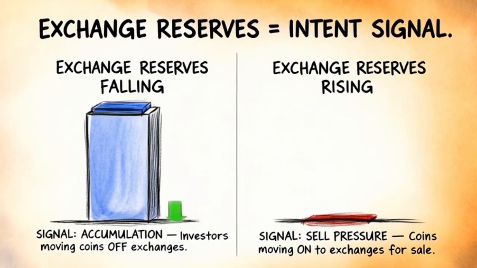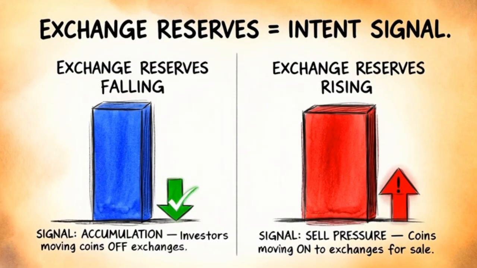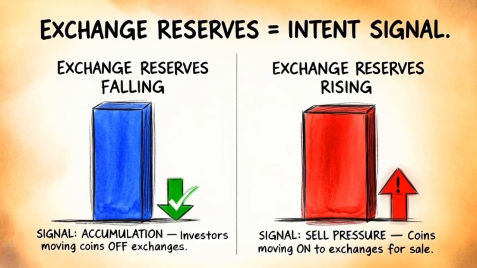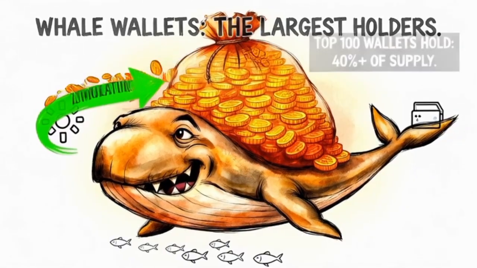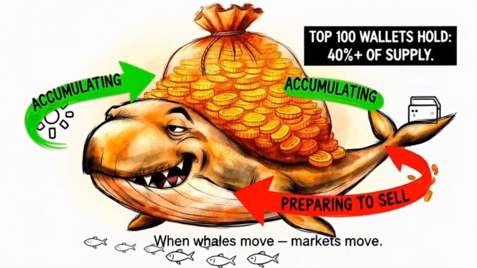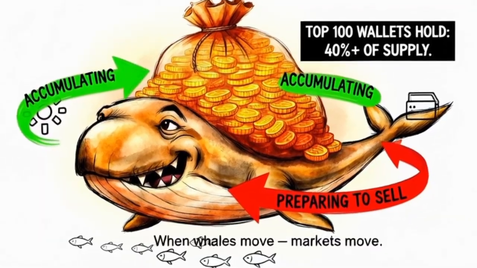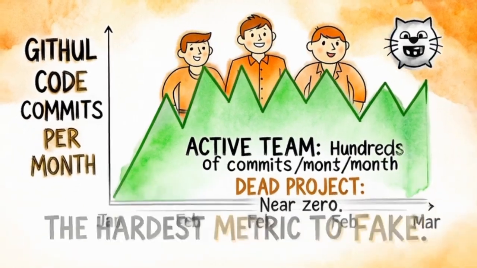Exchange reserves, how many coins are sitting on exchanges available for sale, which when falling signals accumulation and when rising signals potential sell pressure. Whale wallet movements, what the largest holders are doing with their positions, and developer activity, the volume of code commits on a project's GitHub repository, which is the hardest metric to fake and the most reliable signal of whether a team is actively building.